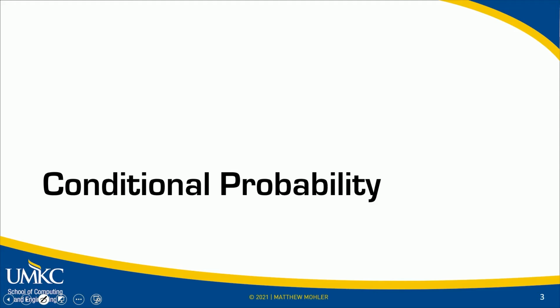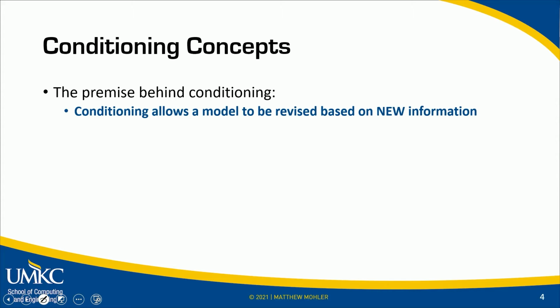In the first section of this week, we'll be talking about conditional probability. And like I mentioned in the introduction, conditional probability is really just based on the premise that we want to be able to revise our probabilistic models based on new information. As we identify things that have occurred, we want to be able to go in and say, well, how does that affect the odds? How does that affect the probability?